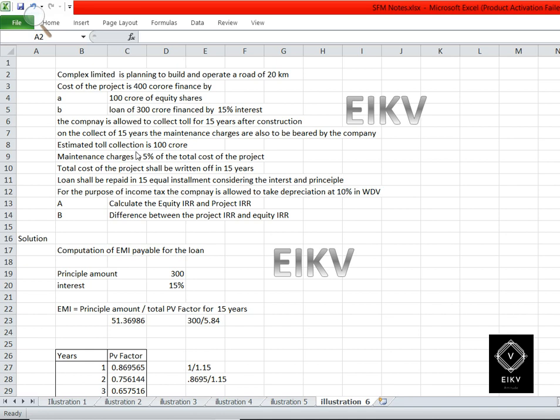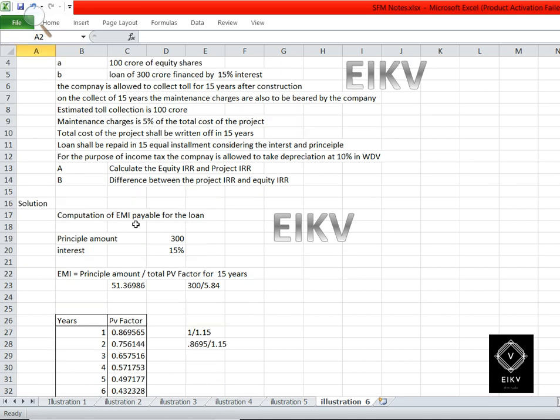Estimated toll collection is rupees 100 crore. The maintenance charge is 5% of the total cost of project per year. The total cost of the project should be written off in 15 years. Therefore, the loan shall be repaid in 15 equal installments containing interest as well as the principal. For the purpose of income tax, the company is allowed to take depreciation at the rate of 10% on written down value. Compute equity IRR and project IRR, and also the difference between equity IRR and project IRR.